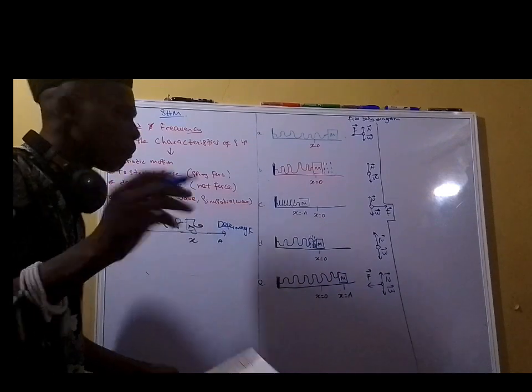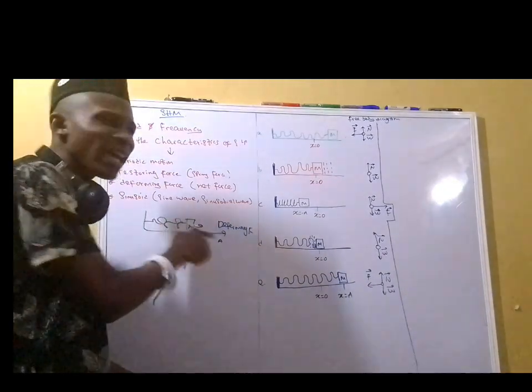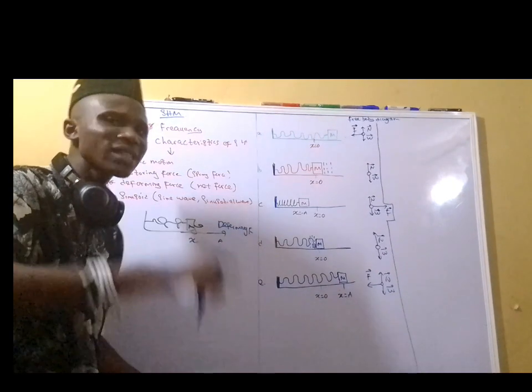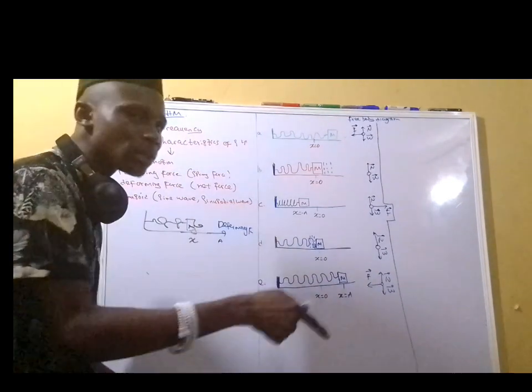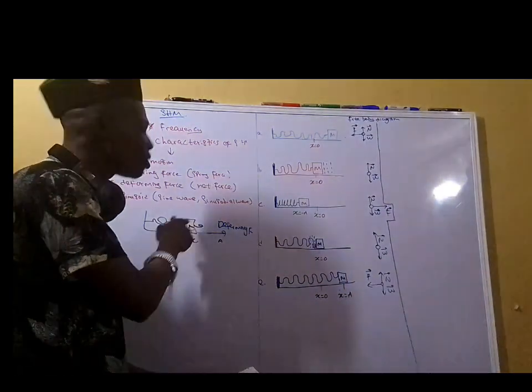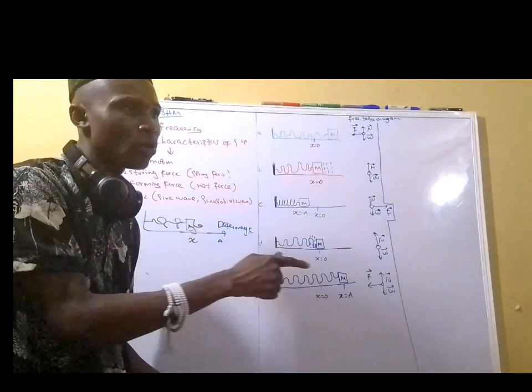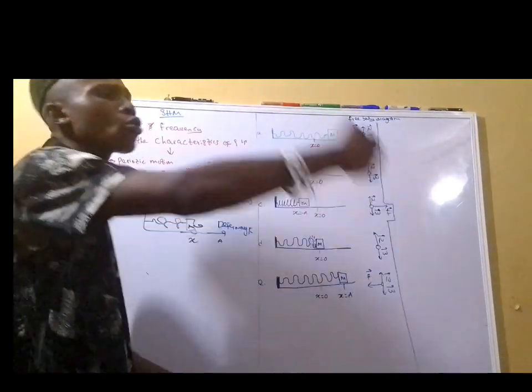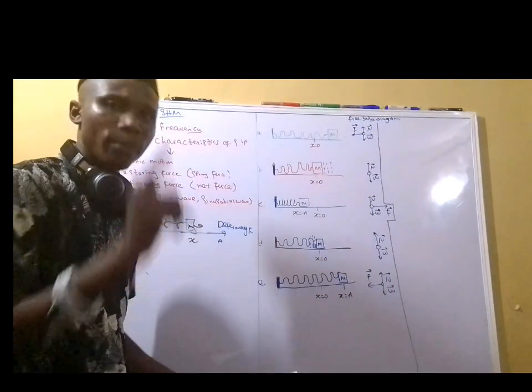Now guys, in most cases a particular elastic material has not gotten to the elastic limit. What is the elastic limit? The limit whereby you drag a particular elastic material so far that it won't be able to come back to its original position.